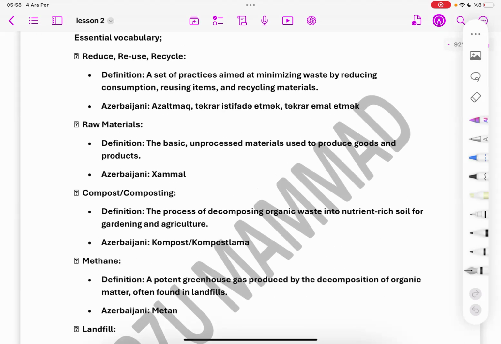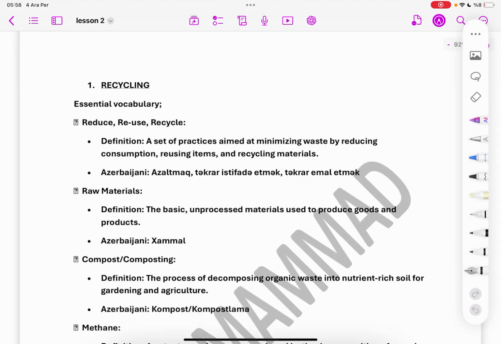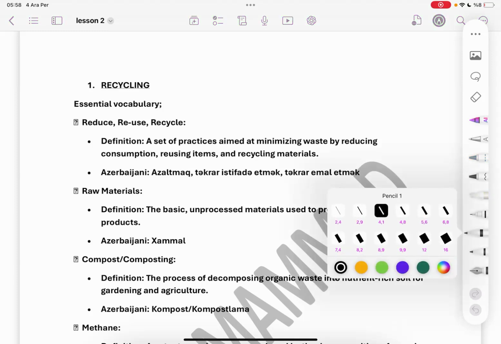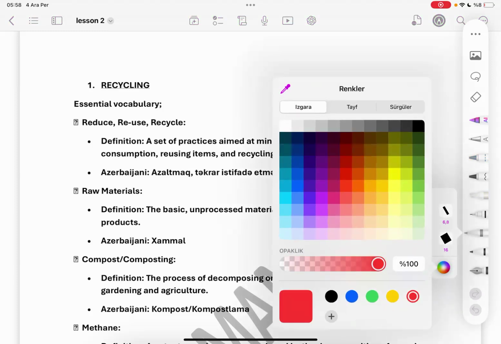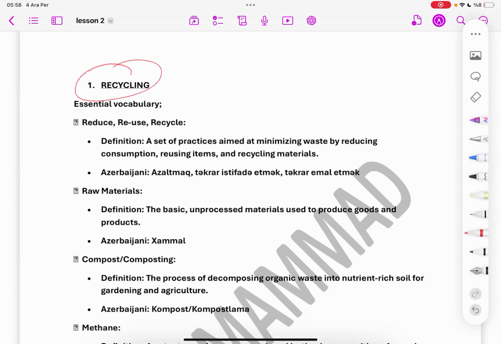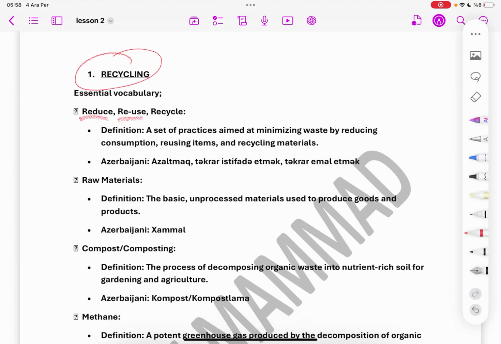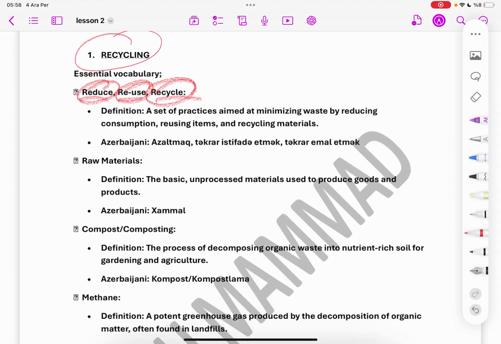We will start with the topic of recycling, as you can see here. So recycling. Reduce, reuse, and recycle. I hope you know the meanings of these. Reduce, to decrease something. Reuse, to make use of something again. And recycle is like to manufacture it again.